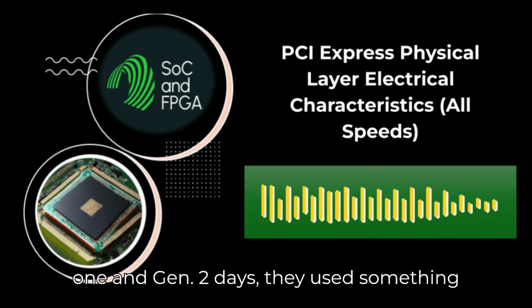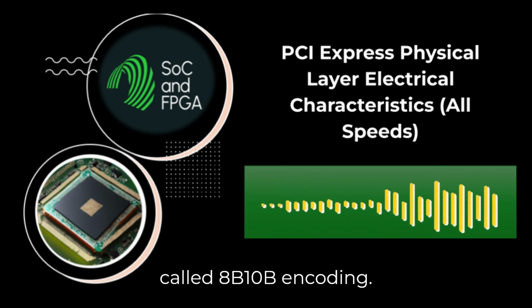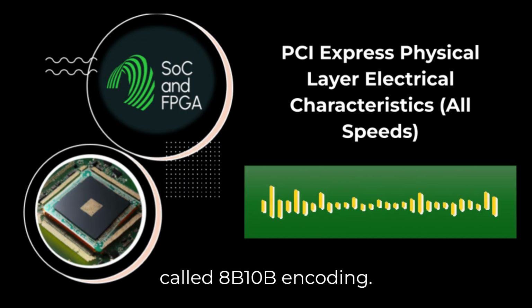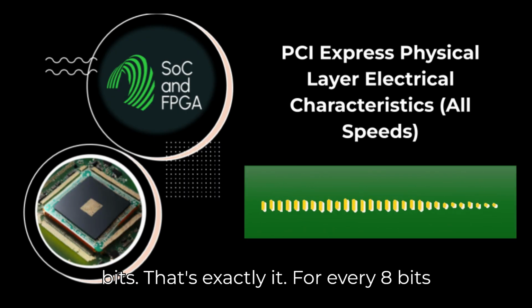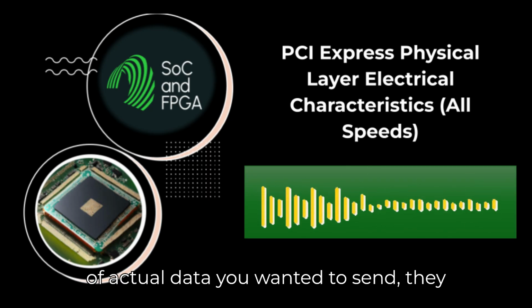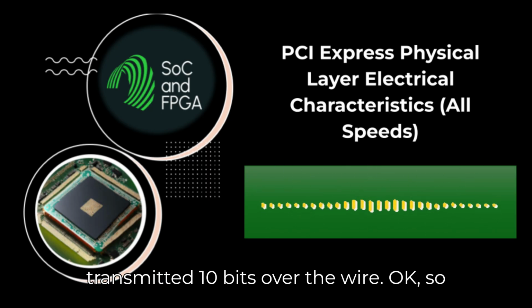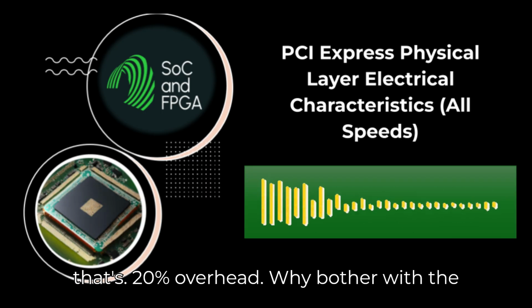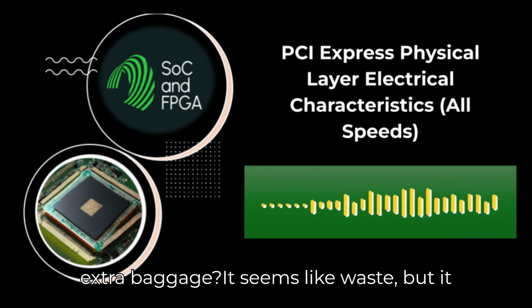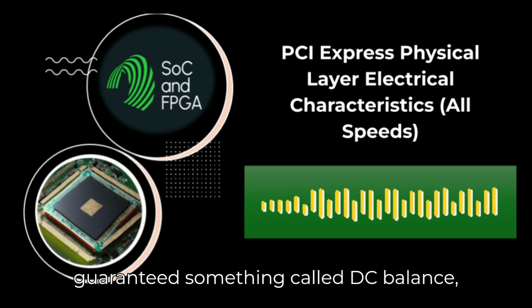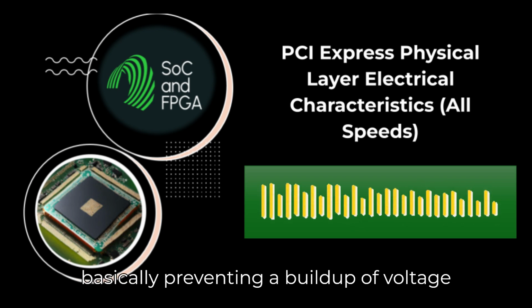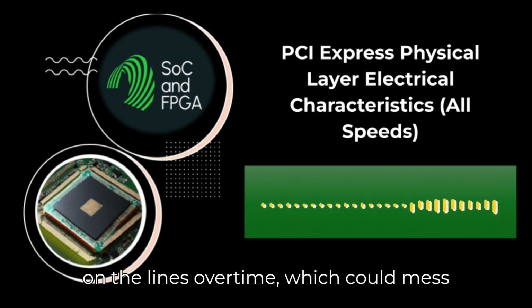Right. So back in the Gen 1 and Gen 2 days, they used something called 8B10B encoding. Let's break that down. Sounds like extra bits. That's exactly it. For every 8 bits of actual data you wanted to send, they transmitted 10 bits over the wire. Okay, so that's 20% overhead. Why bother with the extra baggage? It seems like waste, but it was vital. Two main reasons. First, it guaranteed something called DC balance. Basically, preventing a buildup of voltage on the lines over time, which could mess up the signal.